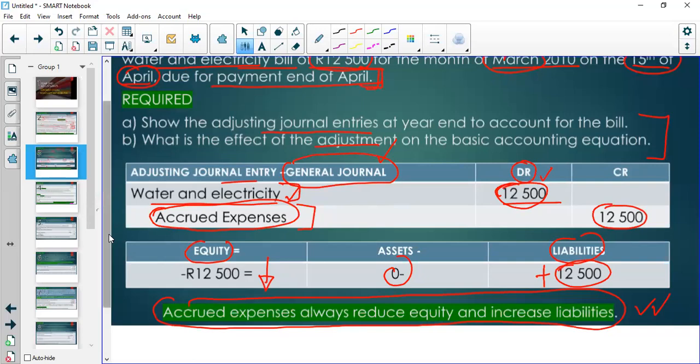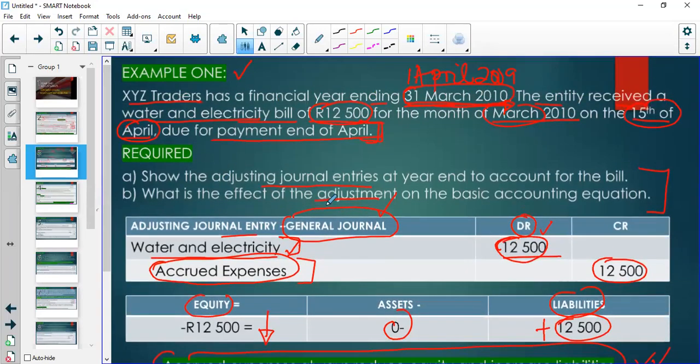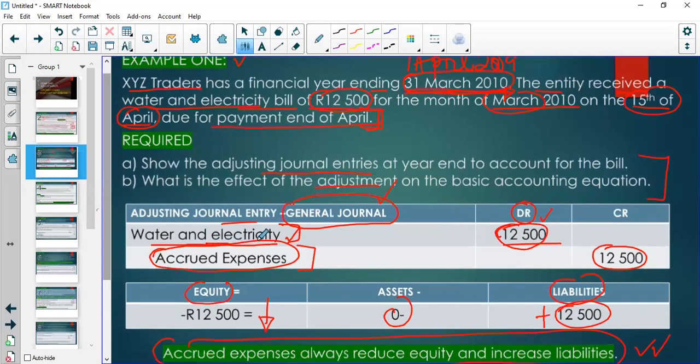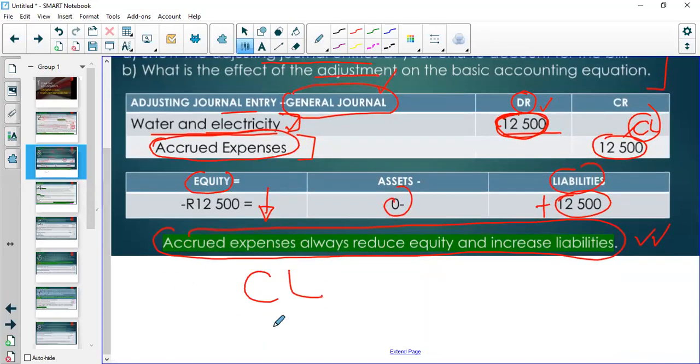After this, you can see that the water and electricity account is now corrected. It includes this plus 12,500. Whatever the account was, we've added 12,500. This is the total amount to be included in the income statement. And this is going to be a current liability in your statement of financial position. So you can have your current liabilities, then accrued expenses, which is going to be your 12,500. So that is what we do. I hope that makes sense to you.